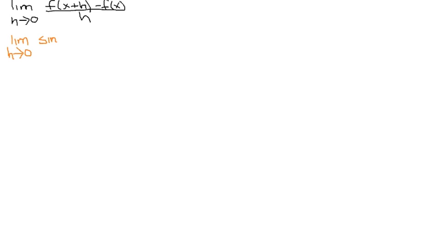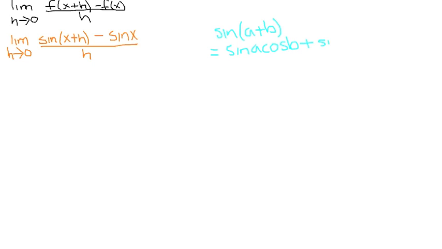So let's go ahead and replace f of x with sine of x. So we get the limit as h approaches 0 of sine of x plus h minus sine of x all over h. For the next part, we need to use the trig identity. We have to use the sum of two angles identity. So let's recall what that is. This tells us that sine of a plus b is equal to sine of a times cos of b plus sine of b times cos of a.